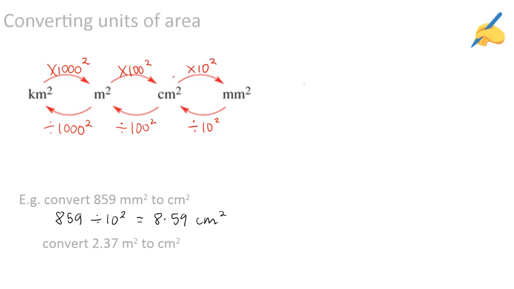If I'm converting 2.37 meters squared to centimeters squared, I need to do 2.37 times by 100 squared, which equals 23,700 centimeters squared. You should be able to see the squared button on your calculator. It will look something like this.